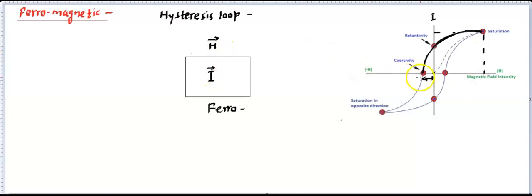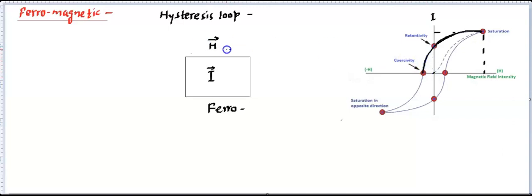So this is called coercivity. This length is called coercivity. That means you need to coerce, you need to apply the field in the opposite direction in order to make I 0. Whereas this length that we talked about earlier is called retentivity. So these two terms are very, very important, and from here you can see that.